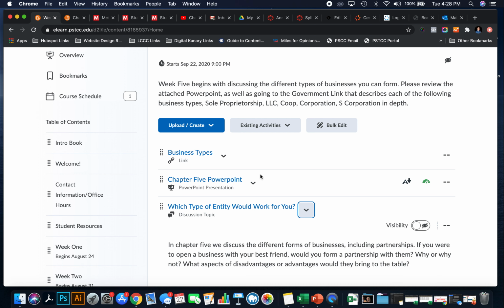So we've discussed a bunch of different types of businesses, including partnerships. If you were to open up a business with a best friend, would you form a partnership with them? Why or why not? What aspects or disadvantages would they bring to the table? So it's important that you participate in this discussion for attendance.